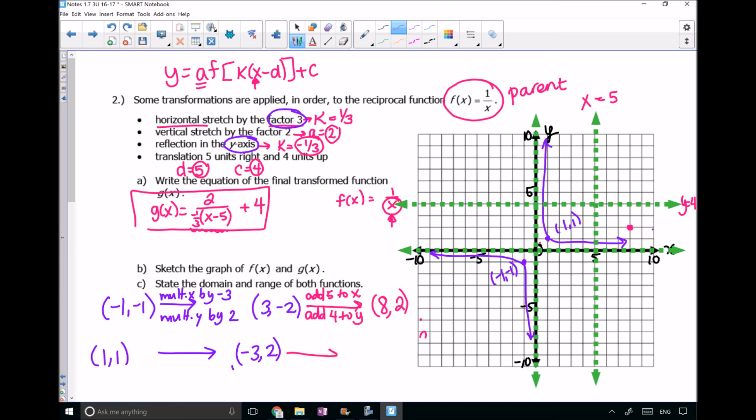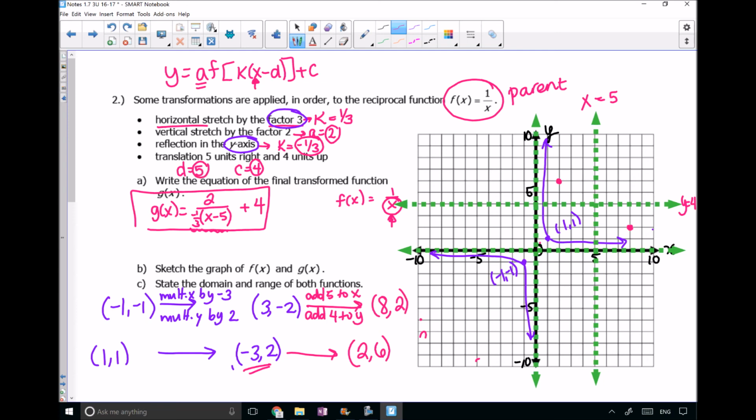I'm going to do the same thing with this coordinate, negative 3, 2. So when I add 5 to negative 3, I get 2. When I add 4 to 2, I get 6. So I'm going to go to 2, 6, and here is my other coordinate right here.